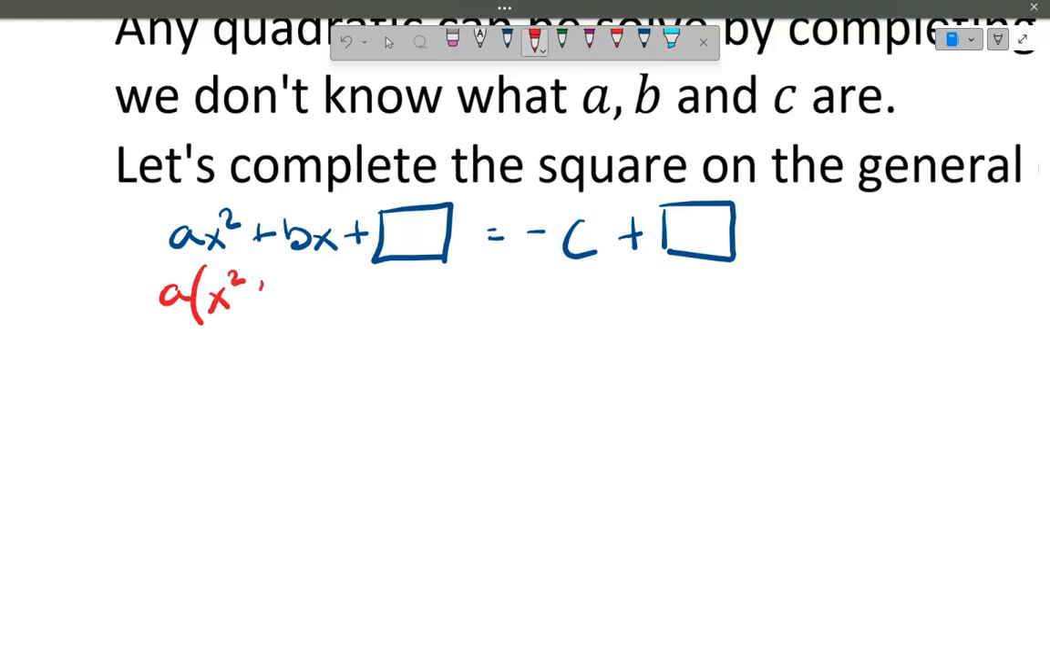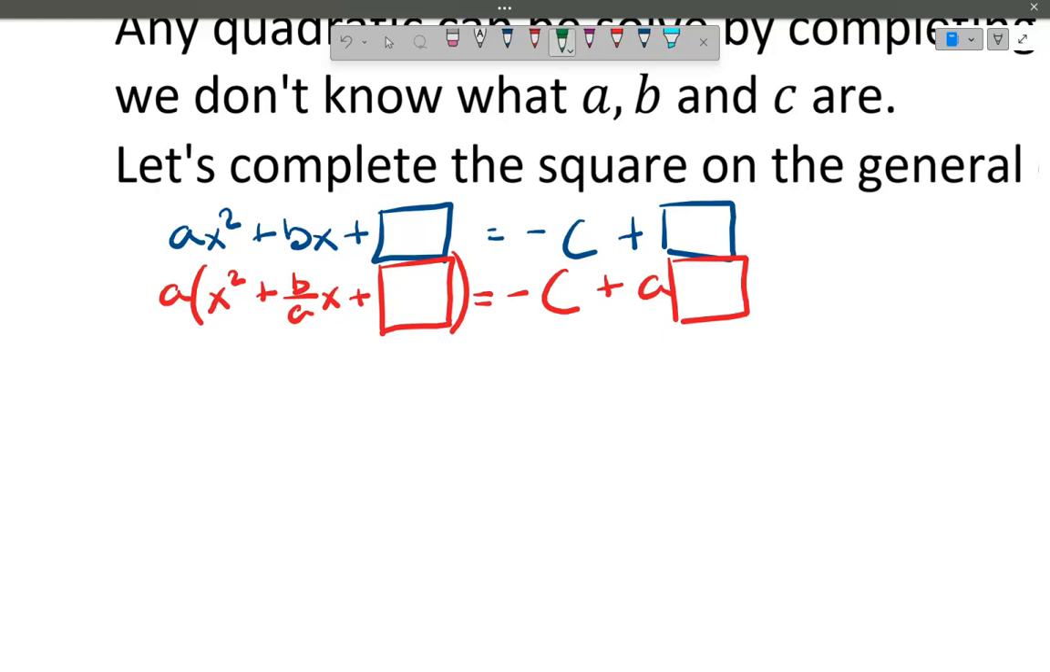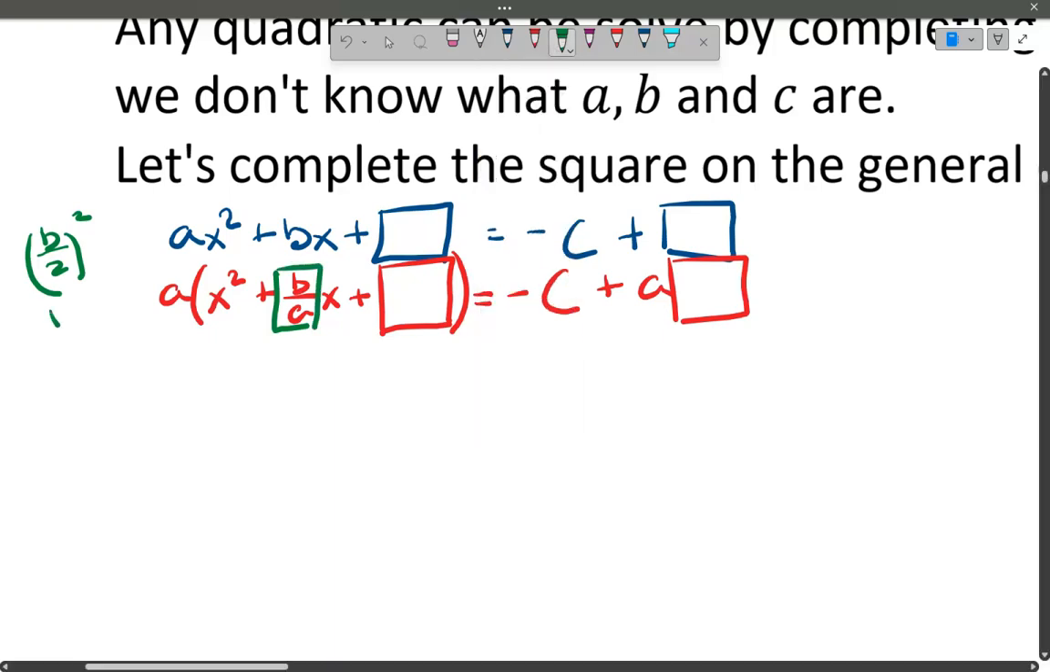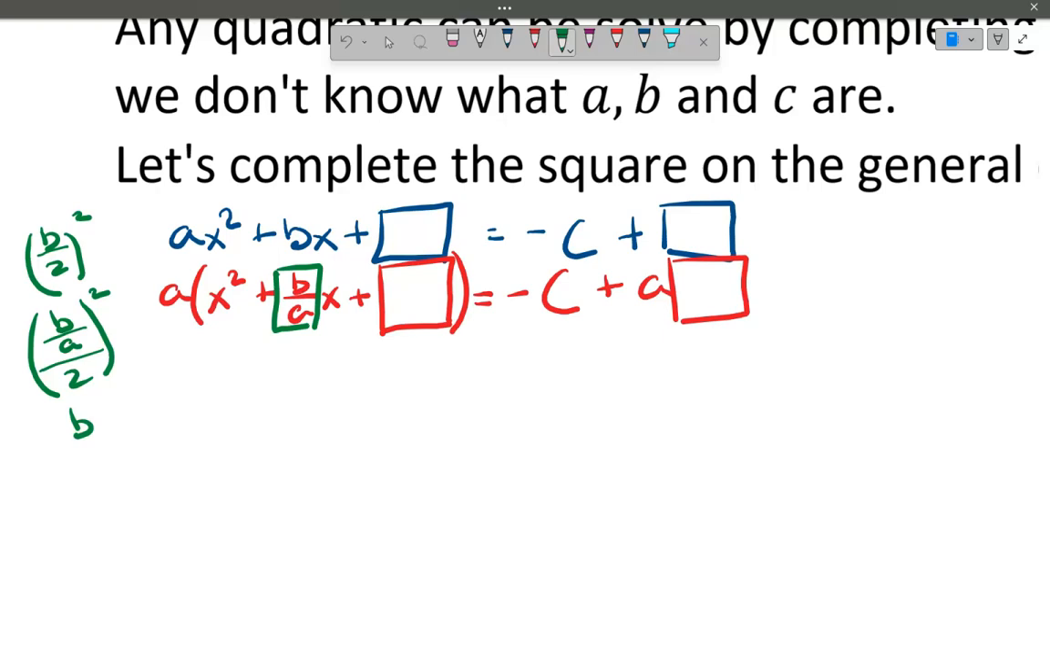So we're going to have x squared plus, when we factor a out of b, we're left with b over a times x plus our box equals negative c. Because we factored out a, we need to remember to multiply by a on the right-hand side. So now what we can do is figure out what goes in the box. Well, what goes in the box is b over 2 squared. And right now, our value for b is b over a. So it's b over a divided by 2 squared. When we simplify the complex fraction, we're left with b over 2a squared, which is b squared over 4a squared.